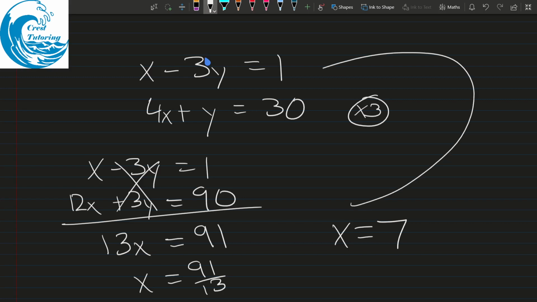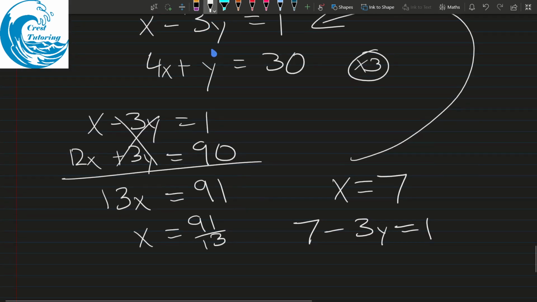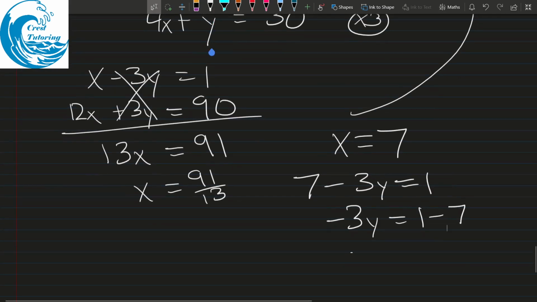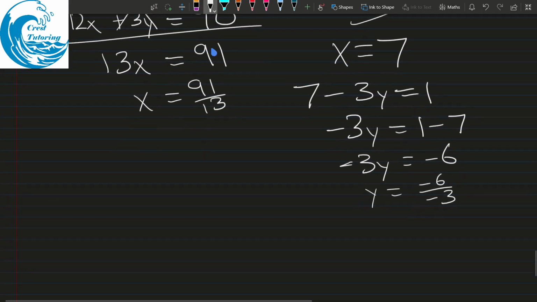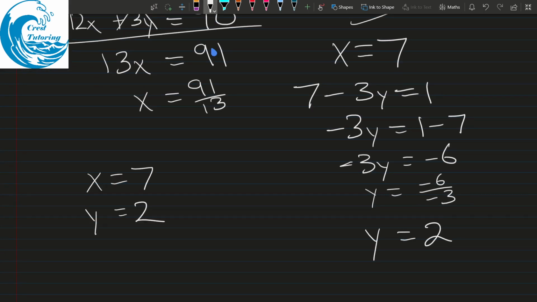So then if we sub that into the top equation, that gives us 7 minus 3y equals 1. Bring that 7 across, minus 3y equals 1 take away 7, minus 3y equals minus 6, y equals minus 6 all over minus 3. If you put that into your calculator, you'll get y equals 2. So your final answer for that is x equals 7, y equals 2.